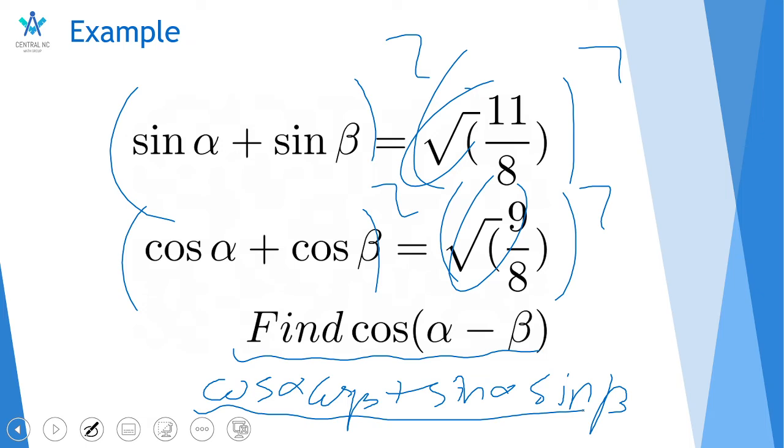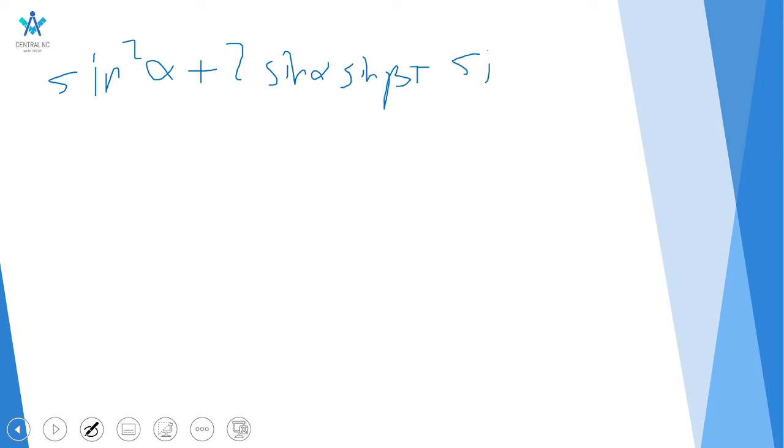Okay, so let me square the first equation on both sides. Sine squared alpha plus 2 sine alpha sine beta plus sine squared beta is equal to 11 over 8.